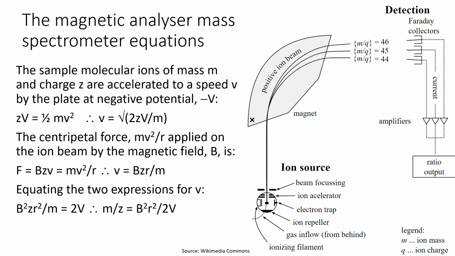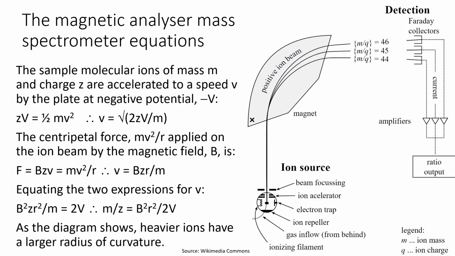And of course the m over z there, our z is typically going to be a 1 plus. So really, if all the ions are 1 plus, all we're really comparing in practice then is the mass, just remembering that it really is mass over charge. So there we go, the heavier ions have a larger radius of curvature. So it's really seeing how the ions emerge from this magnetic analyzer, how we determine their mass when they hit these detectors.